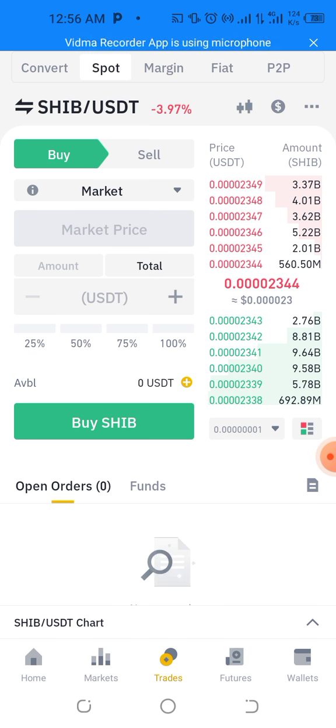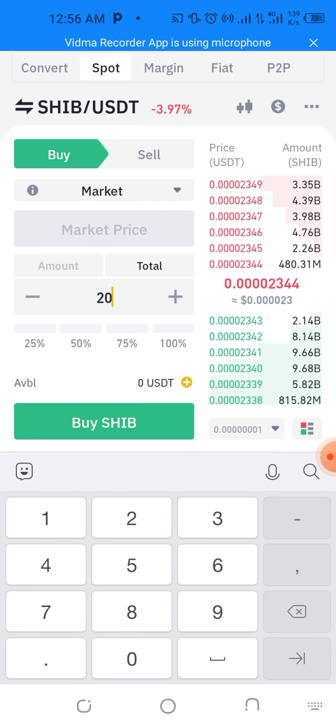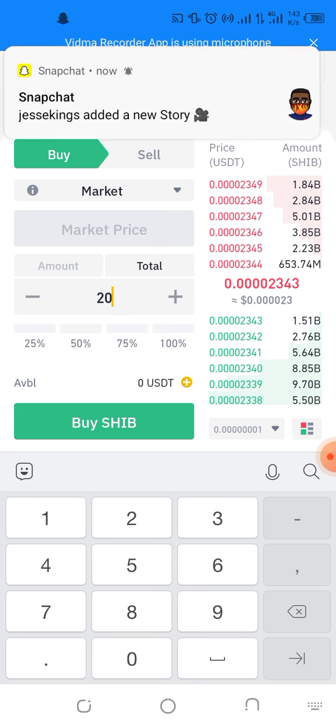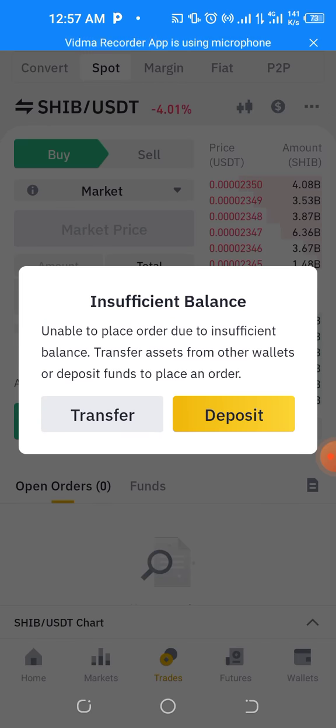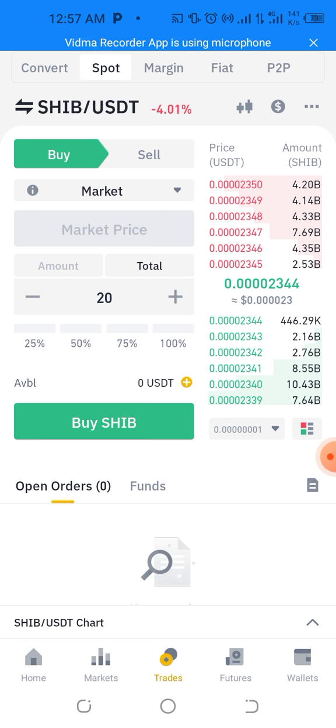So by the time you put the amount of USDT you want to use to buy this coin, let's say you want to use 20 USDT to buy this coin now, right? It will execute the order at the current market price, which is 2344. All right, so you just click on buy. I don't have money here, so it won't go, but it will just buy immediately.